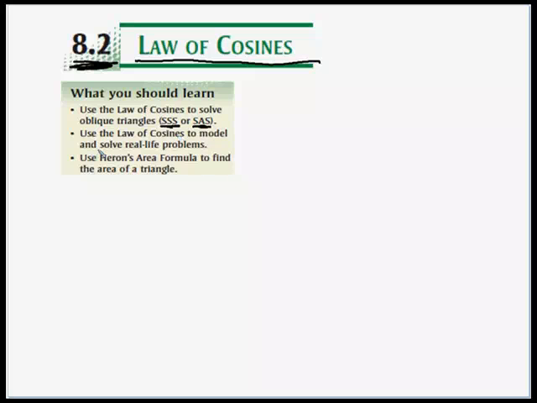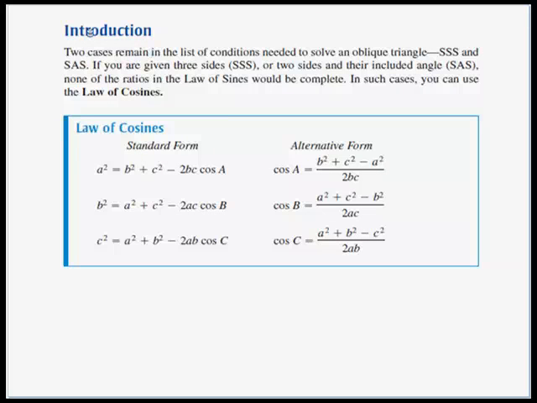And of course we can use the law of cosines to model real-life problems. That'll be in the second video. And we'll also look at Heron's area formula for the area of a triangle. That will be the third video. But let's check out this law of cosines. Two cases remain in the list of conditions needed to solve an oblique triangle, SSS and SAS.